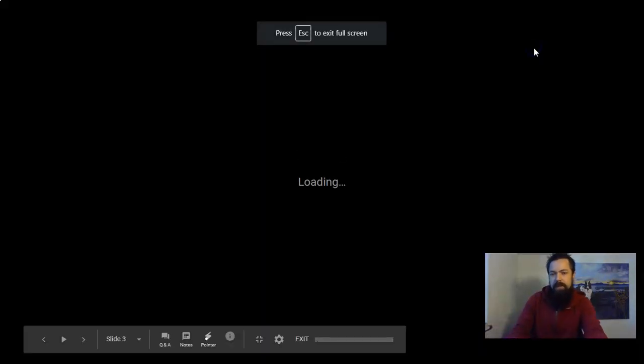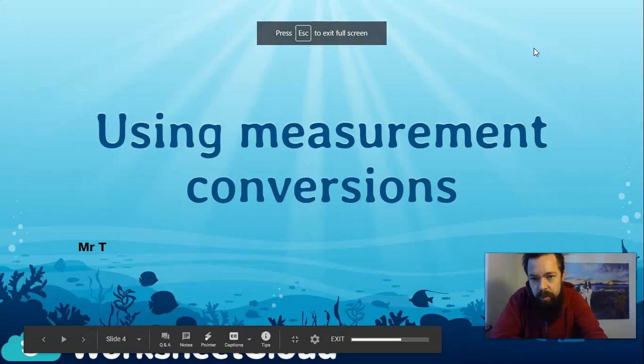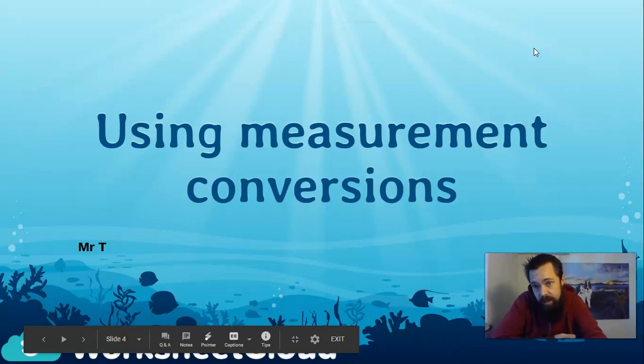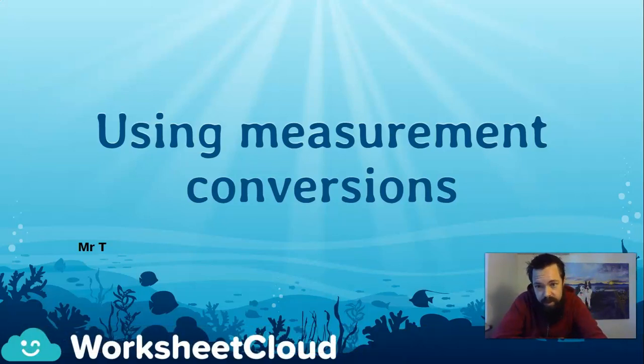Let's see what it is that we're doing today. In one of our other lessons, we covered converting units of measurements. That was looking at converting units of length, so centimeters, meters, kilometers, converting between those. We also looked at capacity. That's the one that has liter on the end, so converting between kiloliters, liters, milliliters.